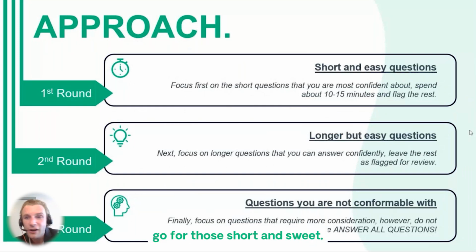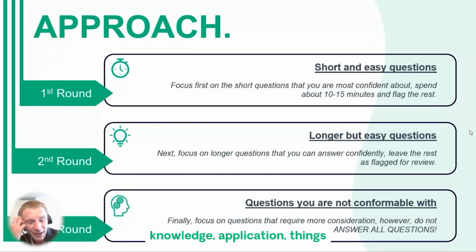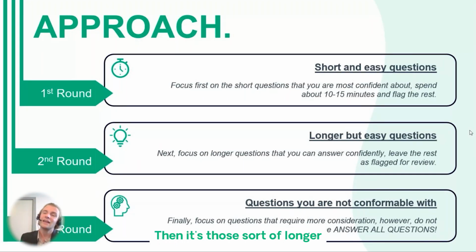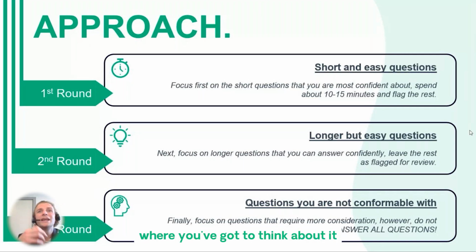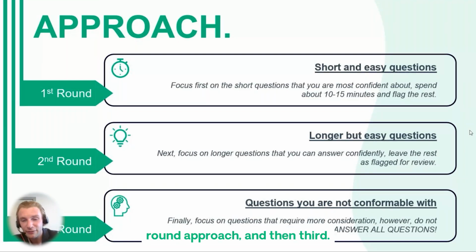Straight away, as he said, go for those short and sweet, easy questions, knowledge application, things that you've probably seen in mock papers that you go, hang on a second, that seems pretty similar. I know my stuff on this. Right, 30 seconds, quickly read, know my answer, move on to the next one. Then it's those sort of longerish questions where you've got to think about it in a bit more detail. You've got a rough idea and you've narrowed it down to about 2 answers. Then go for those in your sort of second round approach.